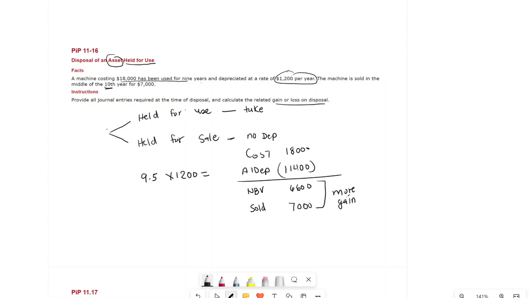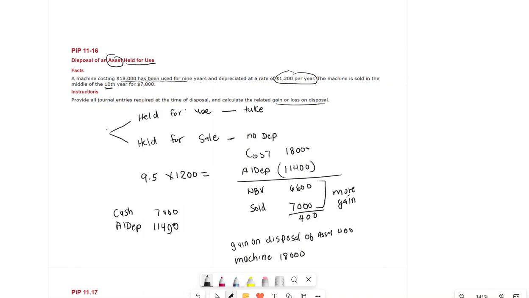When you do the entry, it's just like getting rid of the asset. You will debit the accumulated depreciation of 11,400. The cost of your asset, which in this case is your machine, will be a credit of 18,000. And then we sold it for 7,000, so we will be receiving cash of $7,000. The difference between the two, which is $400, is a gain. Gain is a credit, so we call it gain on disposal of asset, and that will be your $400.